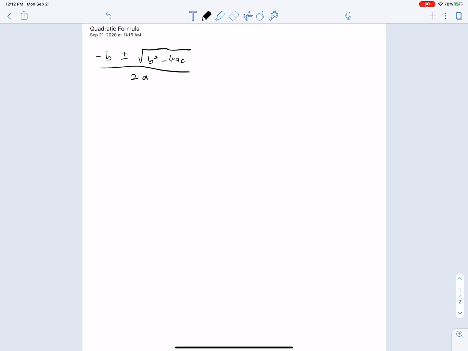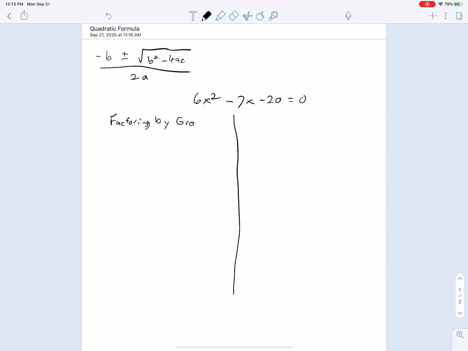So we're going to start today by looking at this equation, 6x squared minus 7x minus 20 equals 0. And we're going to solve this two different ways. The first way we're going to do it is we're going to solve it by factoring by grouping. So remember, this is the first way we looked at solving, is by simply factoring. And in this case, because the a is not 1, then we need to do it by grouping.